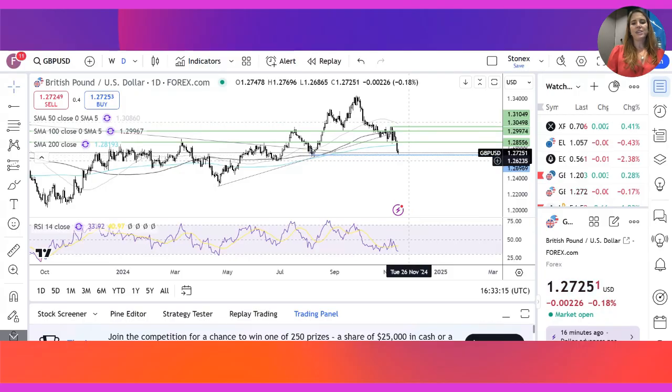A break below this level here, which shows the 127 level, 126.65. That's the low that we saw in August. If we break below that, then we could be looking for a further sell-off towards the 126 round number, and then down towards 125. They're the levels to be watching out for.